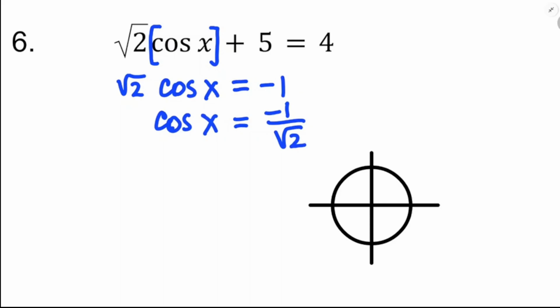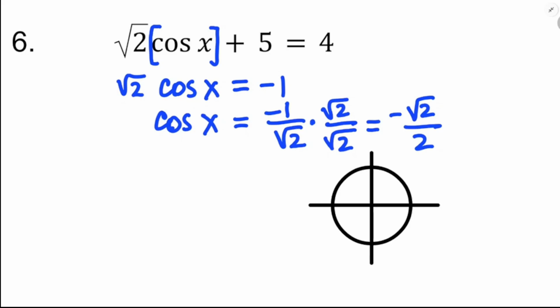And if you're like, that doesn't look familiar, like a unit circle value, well, then you should probably rationalize the denominator. Negative root 2 divided by 2. Okay, and then, once I've got it down to trig function equals number, cosine x equals negative root 2 over 2, now I go to the circle.